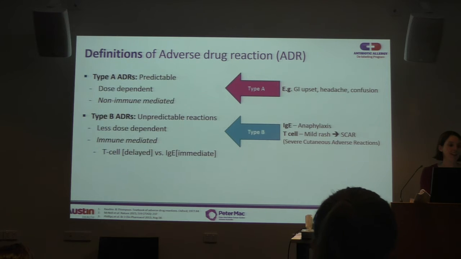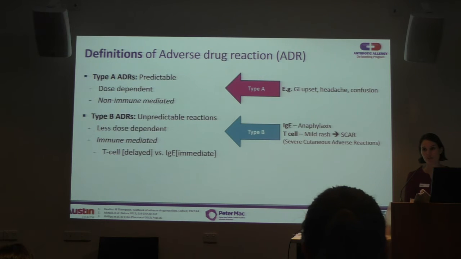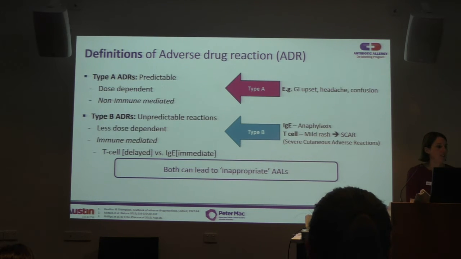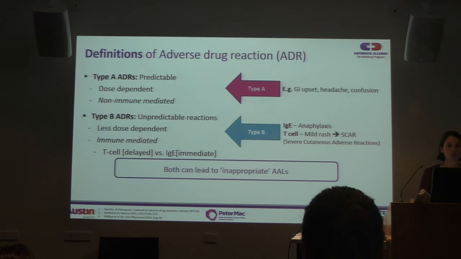Our type B ADRs are what patients will refer to as their allergic reaction. They're unpredictable, they're less dose dependent, and they involve the immune system. It could be T-cell mediated, which might present as a delayed allergy, or it might be an IgE mediated ADR, which would be immediate symptoms such as anaphylaxis. It's important that we know the difference between the two, and we're able to define them properly because both can lead to inappropriate allergy labels on the history and therefore inappropriate antimicrobial prescribing.